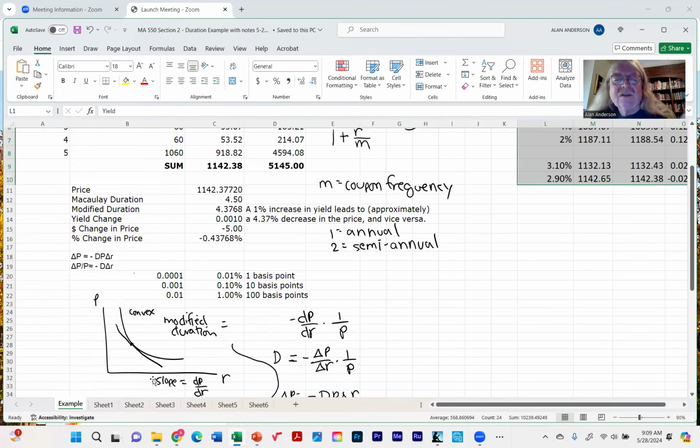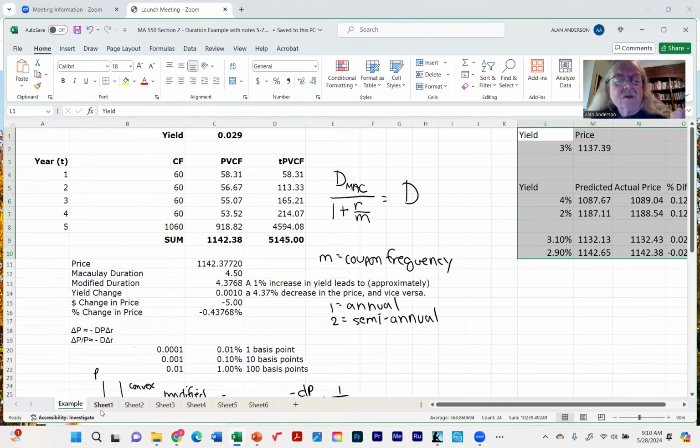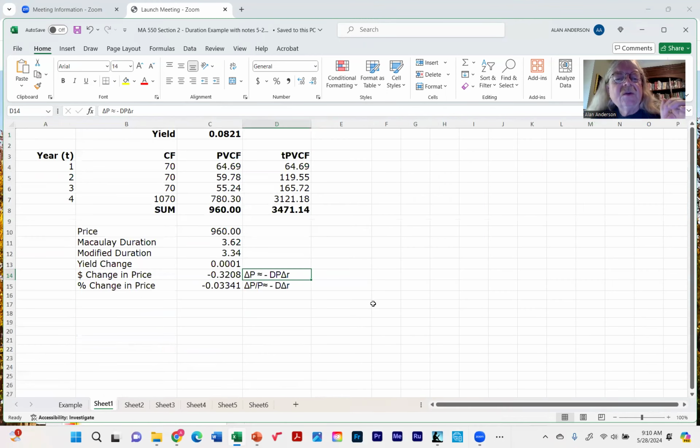Well, I guess we'll get back to this. I've forgotten which example this is. We'll get back to that later on. This is sheet 1. Okay.